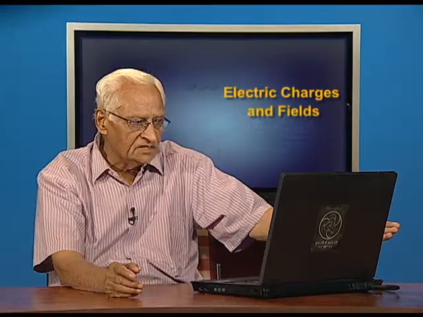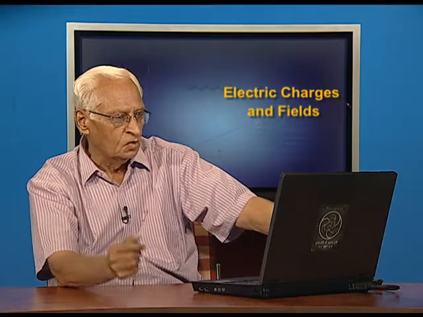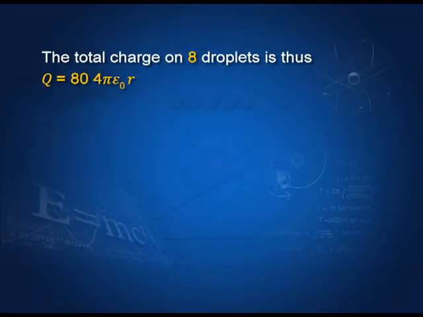So, we can find the charge on each small droplet. 1 by 4 pi epsilon 0 q by r is the potential, that is equal to 10 V, r is the radius of the small ball, and therefore, charge is 10 into 4 pi epsilon 0 times r, and for 8 it is 80 into 4 pi epsilon 0 r, that is the total charge.